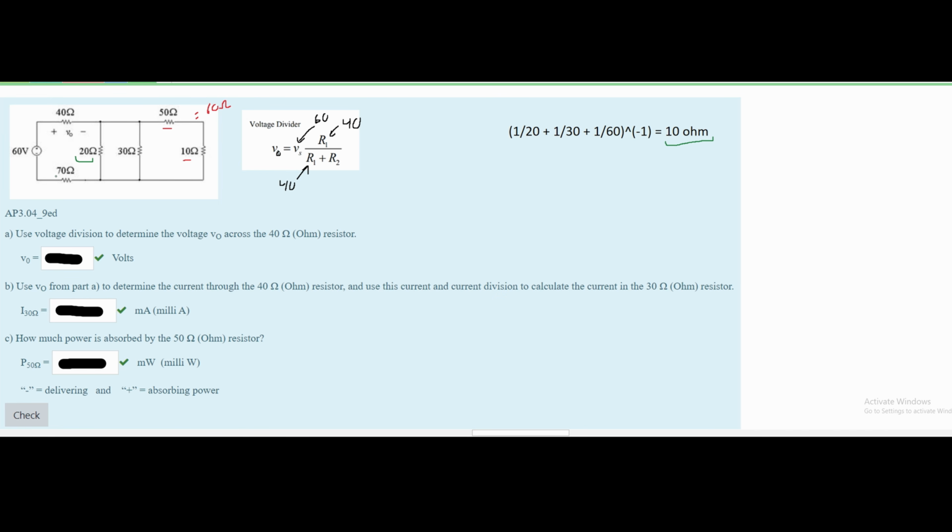Then we can just add our 70 ohms to it. And if we do that, we are going to get 80 ohms. So that means our R2 is 80 ohms. Now we have 60 times 40 divided by 40 plus 80. And if we do this, we can see that our V0 is equal to 20 volts.